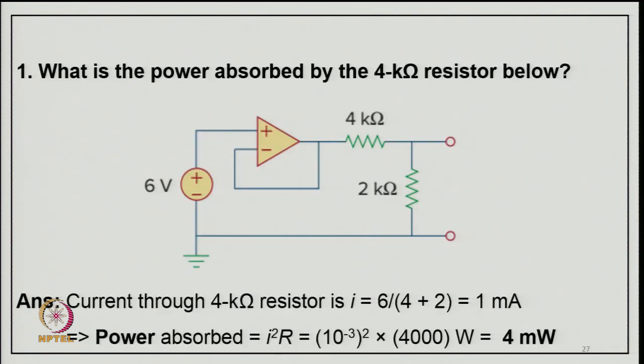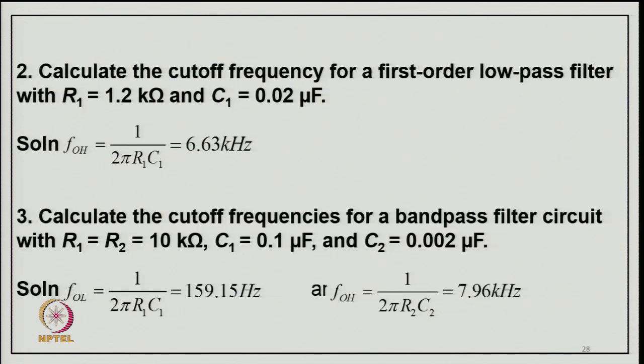Now, there are some quiz type questions. The first part is the power absorbed by the 4 kilo ohm resistor here. We can find the current through the 4 kilo ohm resistor: I equal to 6 volt divided by 4 plus 6 kilo ohm, that is 1 milliampere. The power absorbed is I squared R, that is 1 milliampere squared into 4 kilo ohm, which is 4 milliwatt. Now, the second is to calculate the cutoff frequency of a first order low pass filter with R_1 C_1. Just putting in the values in f_OH equal to 1 upon 2 pi R_1 C_1, this comes to 6.63 kilohertz.